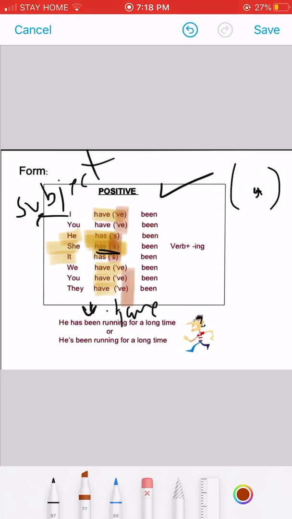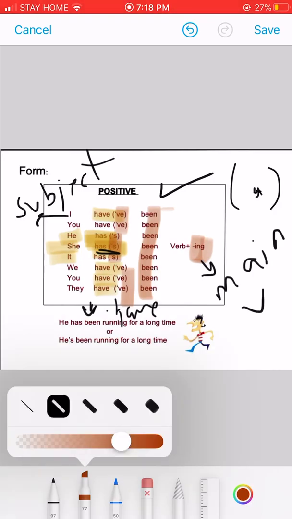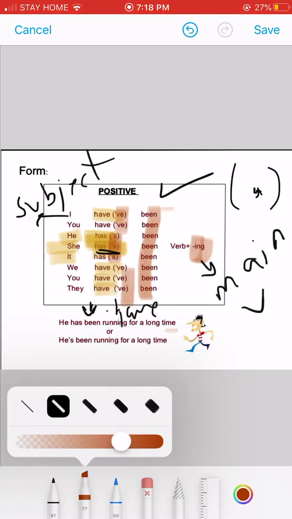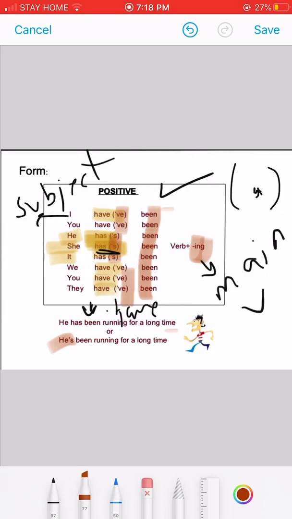After that: subject, verb to have, has or have, then been, plus the verb. This is the main verb. فعل رئيسي. We add ing to the main verb. For example, he has been running for a long time. Look at the abbreviation: he's been running for a long time.